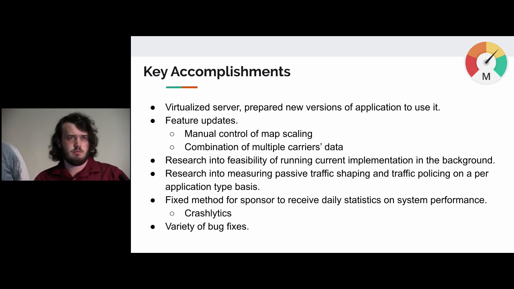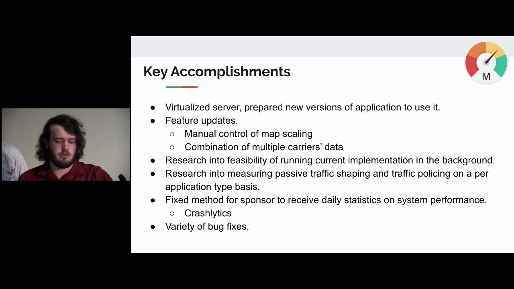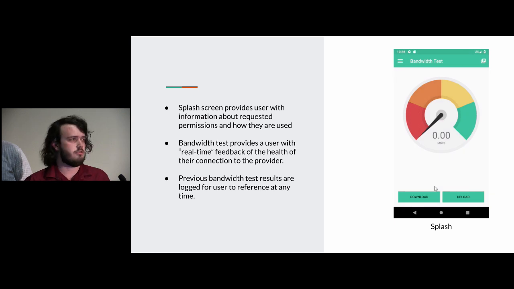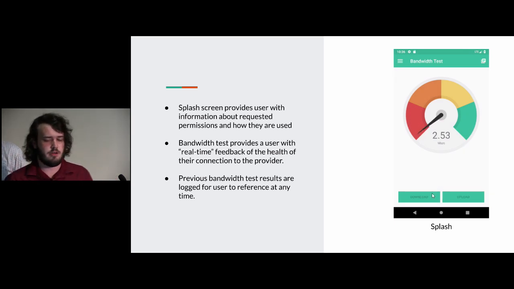And then we did research some feasibility of running current implementations in the background and passively tracking traffic shaping. Unfortunately, those weren't things that we could implement, but we did have to research a lot for that. And then first and foremost, we implemented a new system for tracking our crashes and bugs that were happening, which made it so much easier for us to address these and get them fixed, which then we proceeded to do. So now we're going to go into some brief demonstrations of our product.